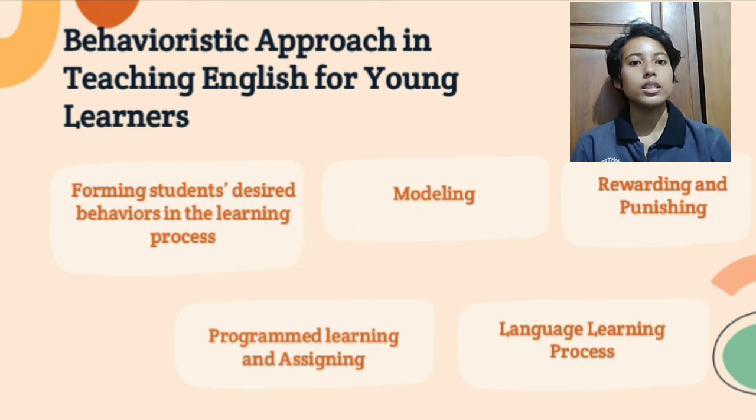The third one is rewarding and punishing. Rewards and punishment that teachers give to learners are required to be educational and done wisely. The fourth is program learning and assigning. It means that good language learning is programmatic learning, starting from the basic to more complex things before the assignment session. And the last is language learning process. This process is based on two main principles, which are a theoretical principle and a practical principle.